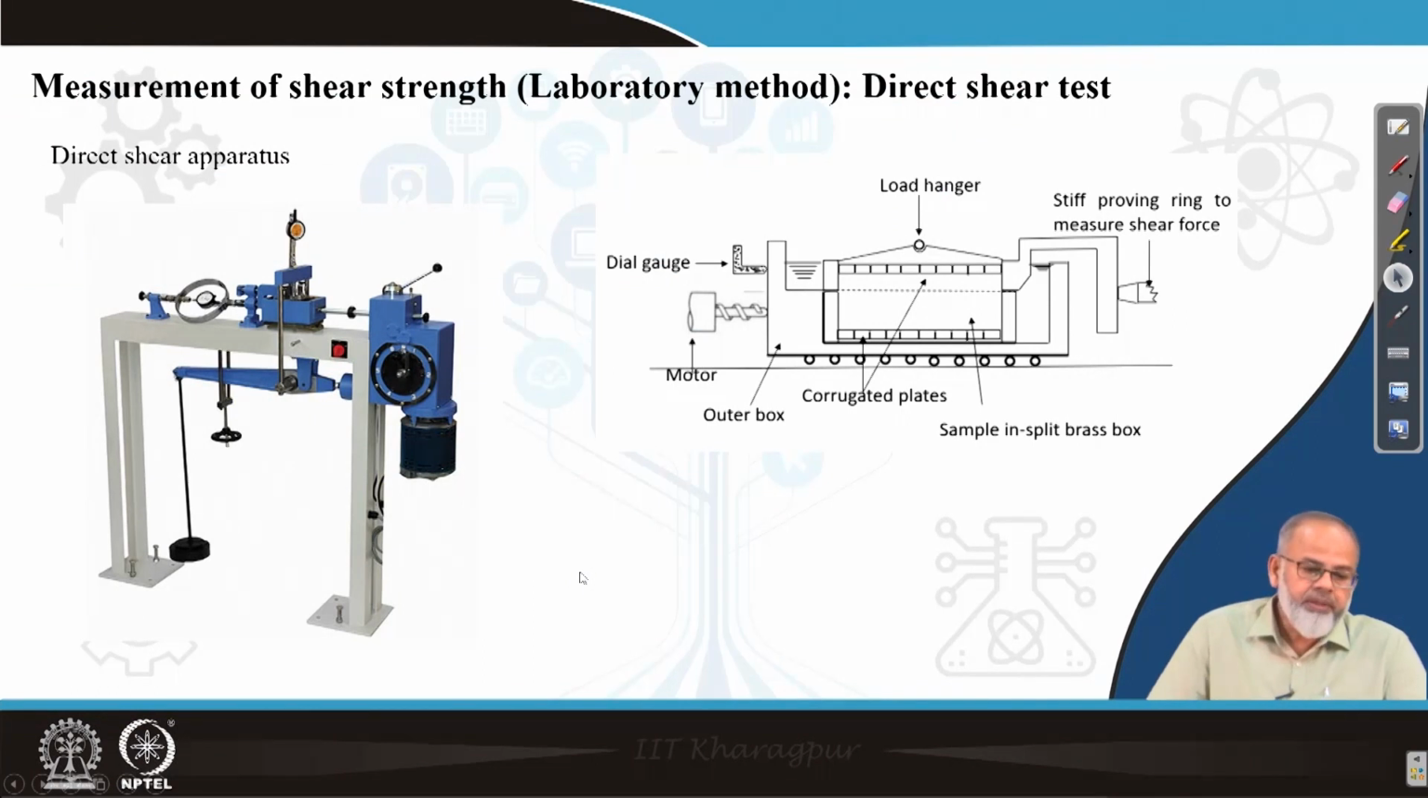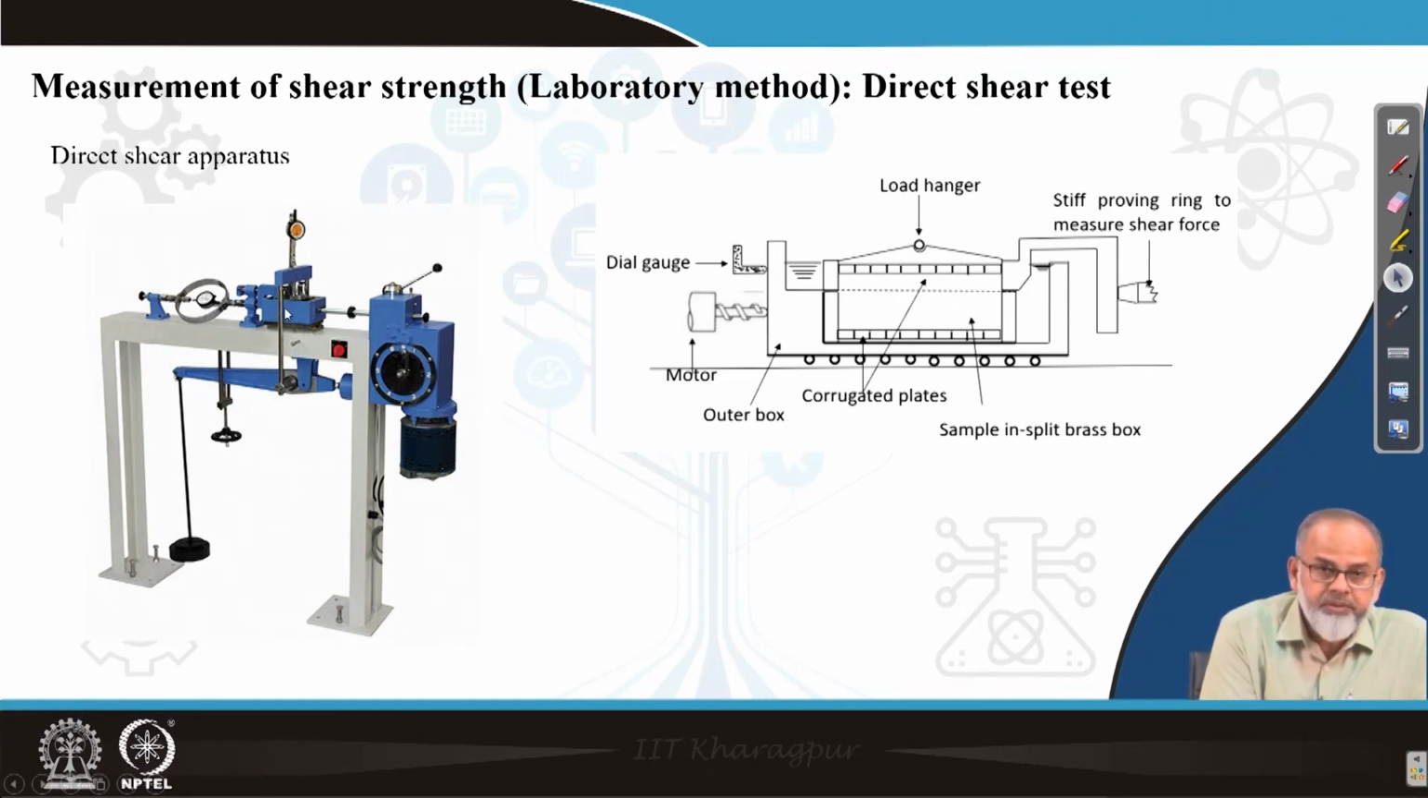So to start with, how to measure shear strength of soil. You can measure in the laboratory or you can measure in the field directly. So the apparatus which is used for measuring shear strength both in the laboratory as well as in the field is called direct shear apparatus. And this direct shear apparatus which is used in the laboratory is shown in this figure, where you can see the soil whose shear strength is to be determined has to be kept in a box. So basically this is the box.